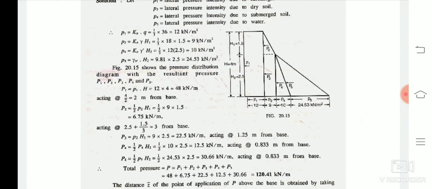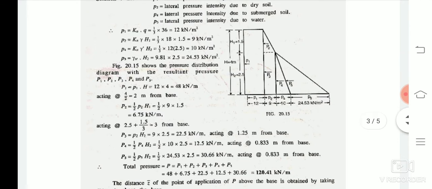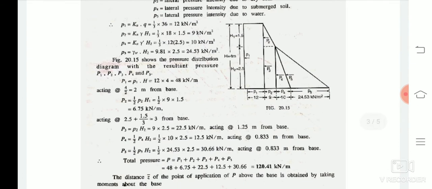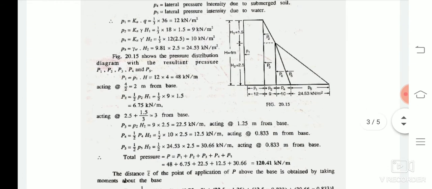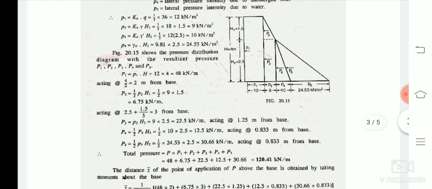Again, for the rest of the pressures, we look at where they are acting. For the second case, the distance will be 2.5 from where the water table is considered, and the topmost portion is 1.5. Hence for the topmost triangle, that is P2, it acts at one third from the base of the wall, that is one third of 1.5 plus 2.5, the bottom distance has to be considered. P3 is also a rectangle, which can be found by multiplying P2 with H2, acting at a distance of 2.5 by 2, that is 1.25 meters from the base of the wall.